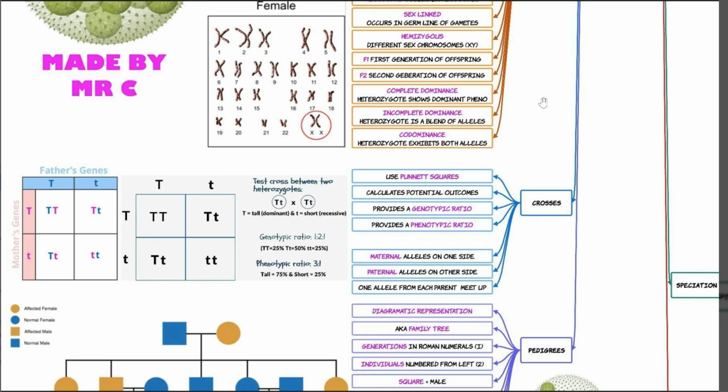When we do a cross on a Punnett square, the maternal alleles go on one side and the paternal alleles go on the other side. One allele from each parent must meet up, and we do this through the Punnett square. And this shows us the results of a heterozygous cross, which is big T little t crossed with big T little t. And we can see the genotypic ratio is going to be 1 to 2 to 1: 1 big T big T to 2 big T little t to 1 little t little t. And the phenotypic ratio, because the dominant wins out, is going to be 3 dominant to 1 recessive.